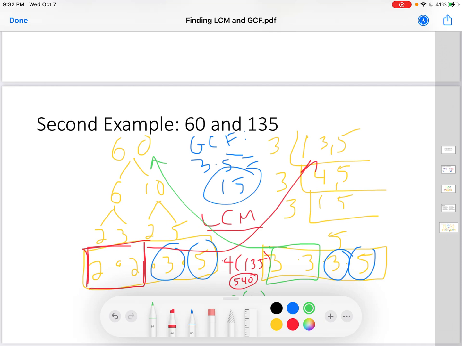What you do is crisscross. You take the uncommon, multiply it by the other number. 2 times 2 times 135. Or 3 times 3 times 60. Okay. Ask any questions from your teacher if you have.